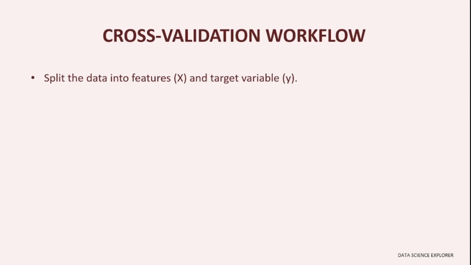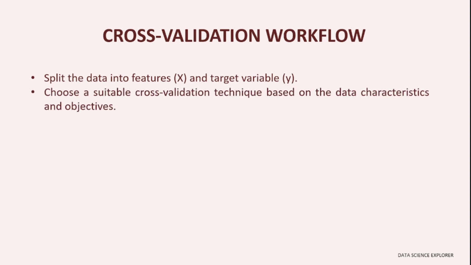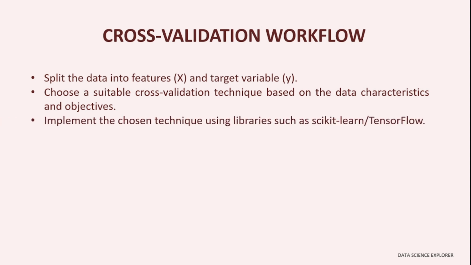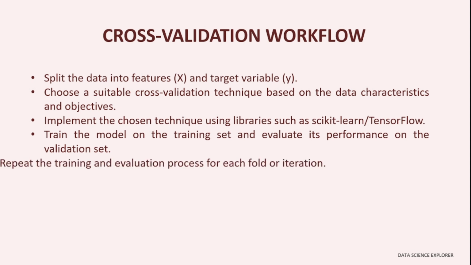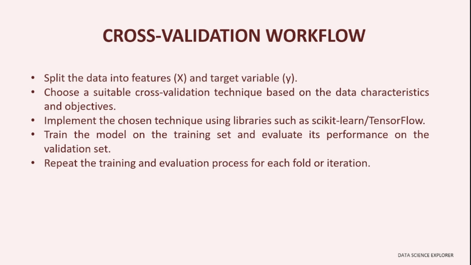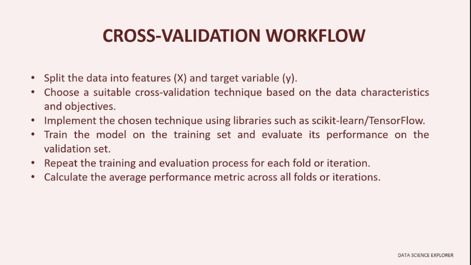Cross-validation workflow. First, we split the data into input features and target variables. Then we choose a suitable cross-validation technique based on the data characteristics and objectives of our dataset. Next, we implement the chosen technique using libraries like scikit-learn and TensorFlow. Train the model on the training set and evaluate its performance on the validation set. Next, we repeat the training and evaluation process for each fold or iteration. Finally, an average performance metric across all folds and iterations is calculated.